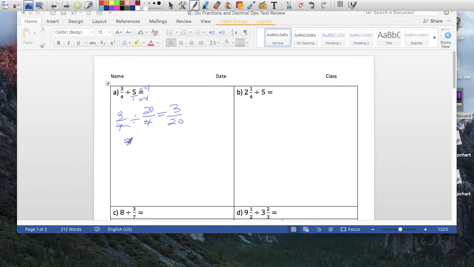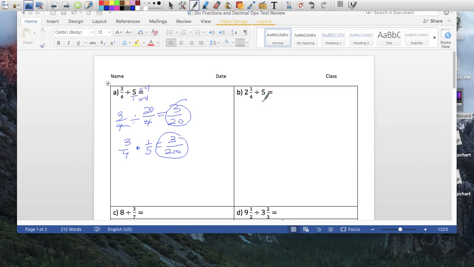If you kept the first fraction, you turn it into multiplication, and you use the reciprocal of 5/1, which is 1/5. You multiply numerator times numerator, 3 times 1 is 3. 4 times 5 is 20. Either way, you get the same answer, as you can obviously tell. Okay.